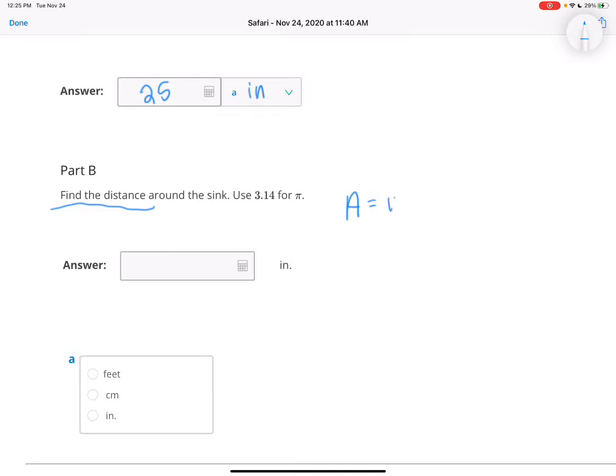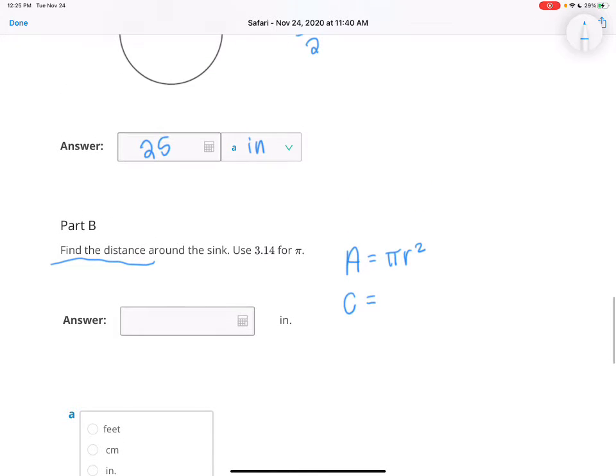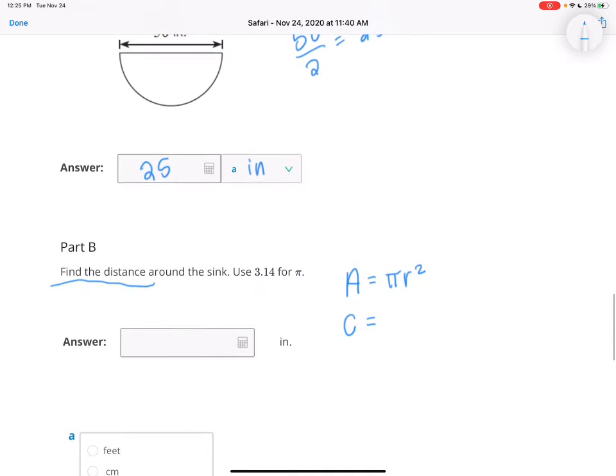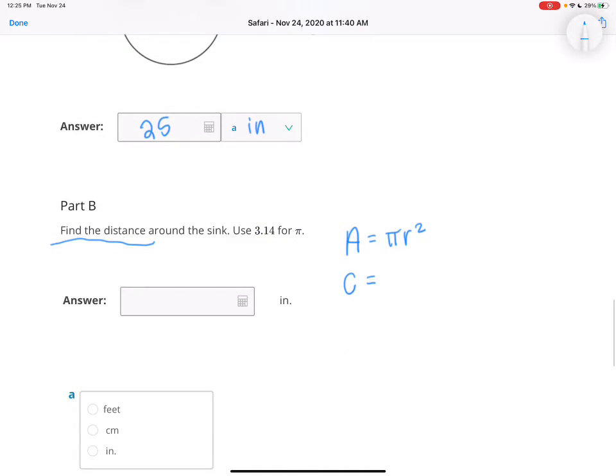Area is pi r squared. Circumference is, we have a radius and a diameter actually. So you could use the radius or the diameter, but since it made us find the radius, I'm not going to let your hard work go in vain. So it's going to be 2 times pi r. Okay. And it's telling us to use 3.14 for pi. So we need to focus on what formula will help me solve this problem.